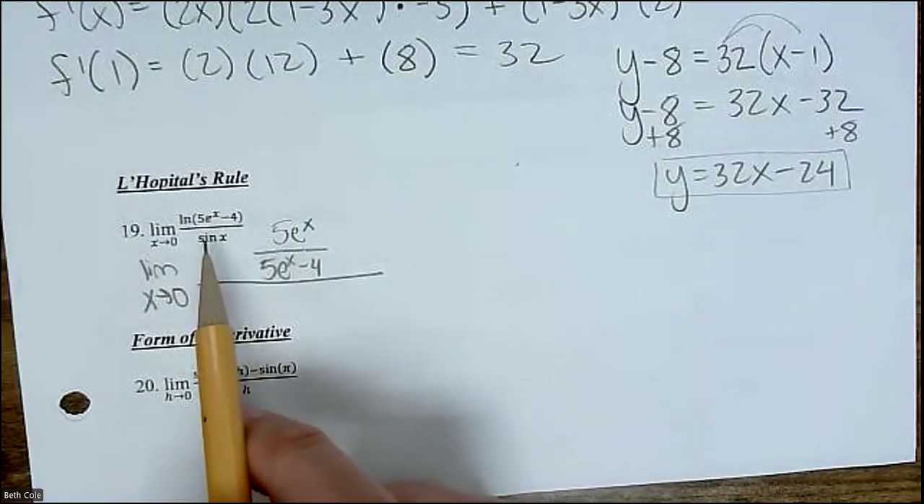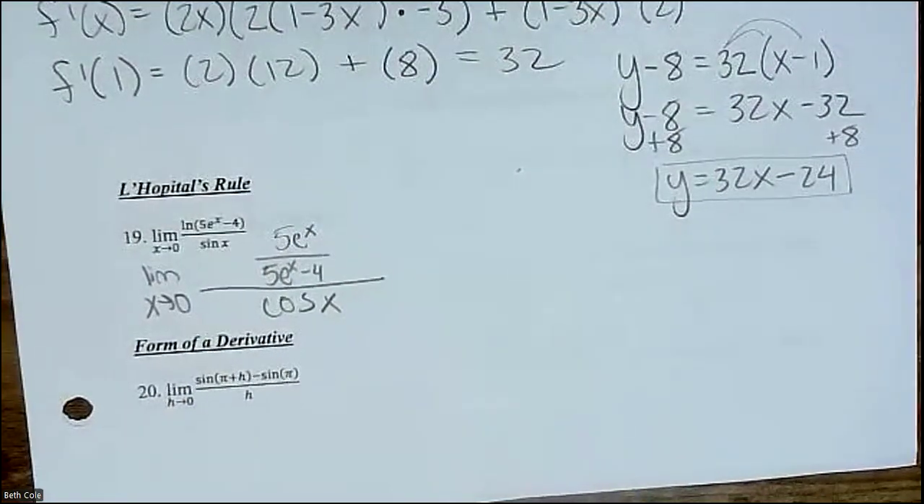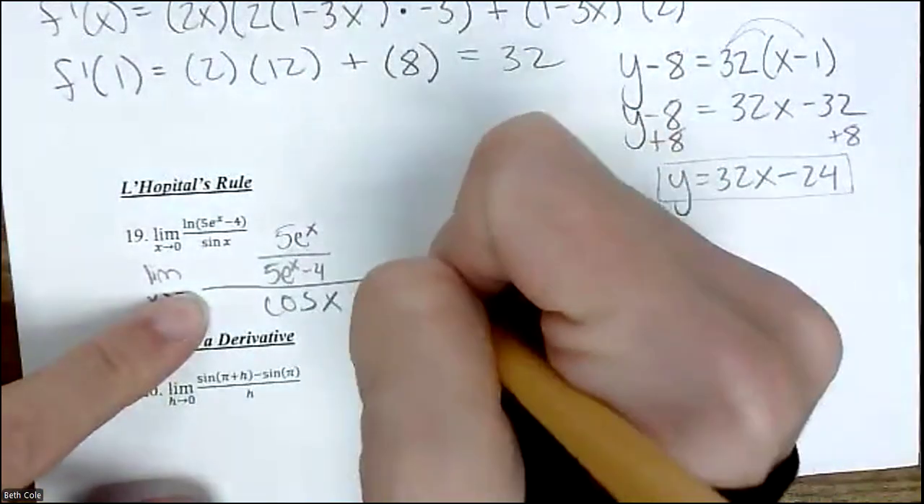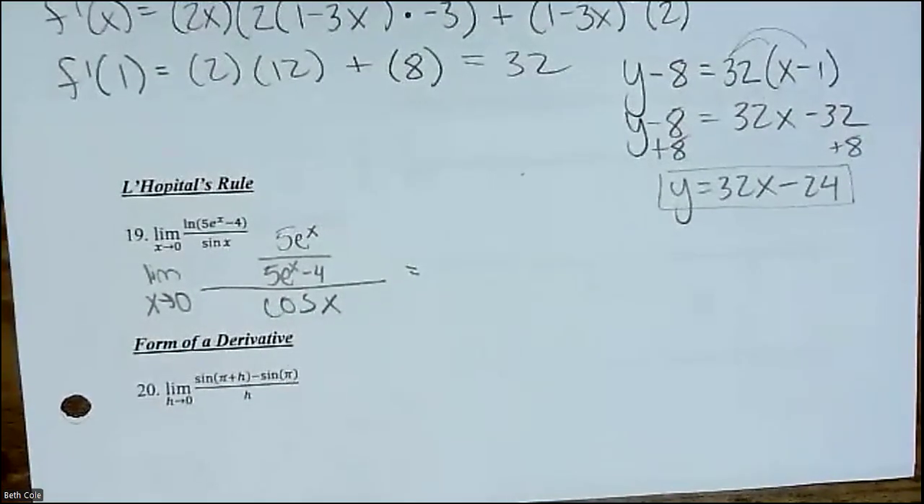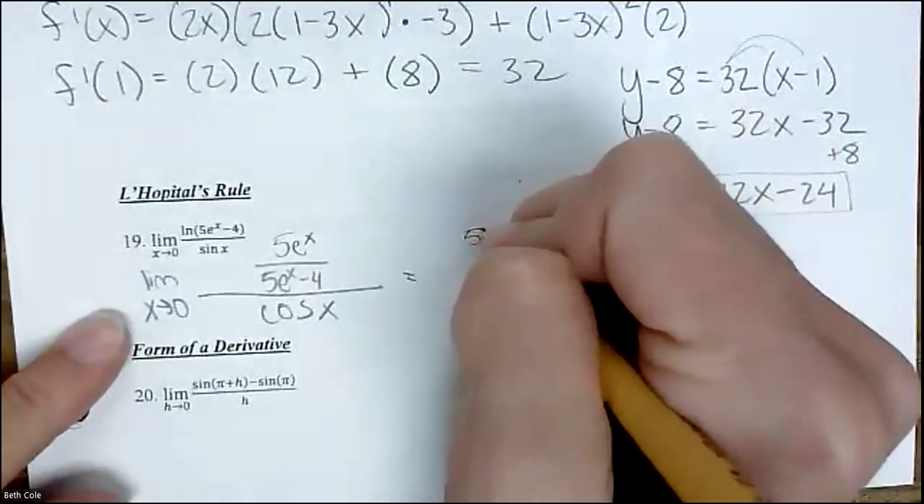Denominator is trig, but it's the easiest one. Derivative of sine is cosine. The cos get the negatives. And now when we plug in 0, it's going to work. Sometimes it doesn't. You have to do it a second time, but this one's going to work. E to the 0 is 1, so that'll just be 5.